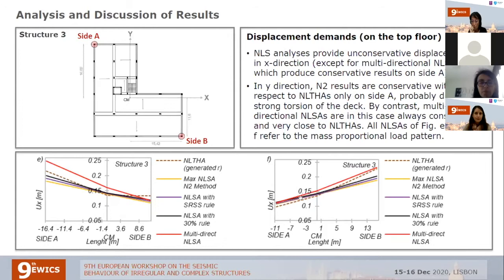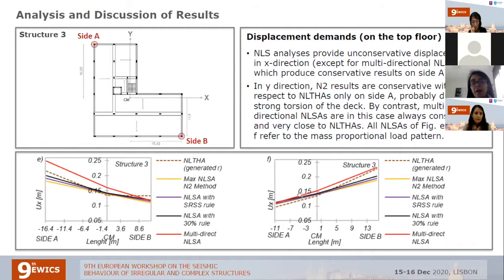The displacement demand obtained on the top floor of structure three reveals that the nonlinear time history analysis on the graph on the left provides unconservative displacement in the x direction, except for the multidirectional nonlinear static analysis, which produces conservative results on side A.